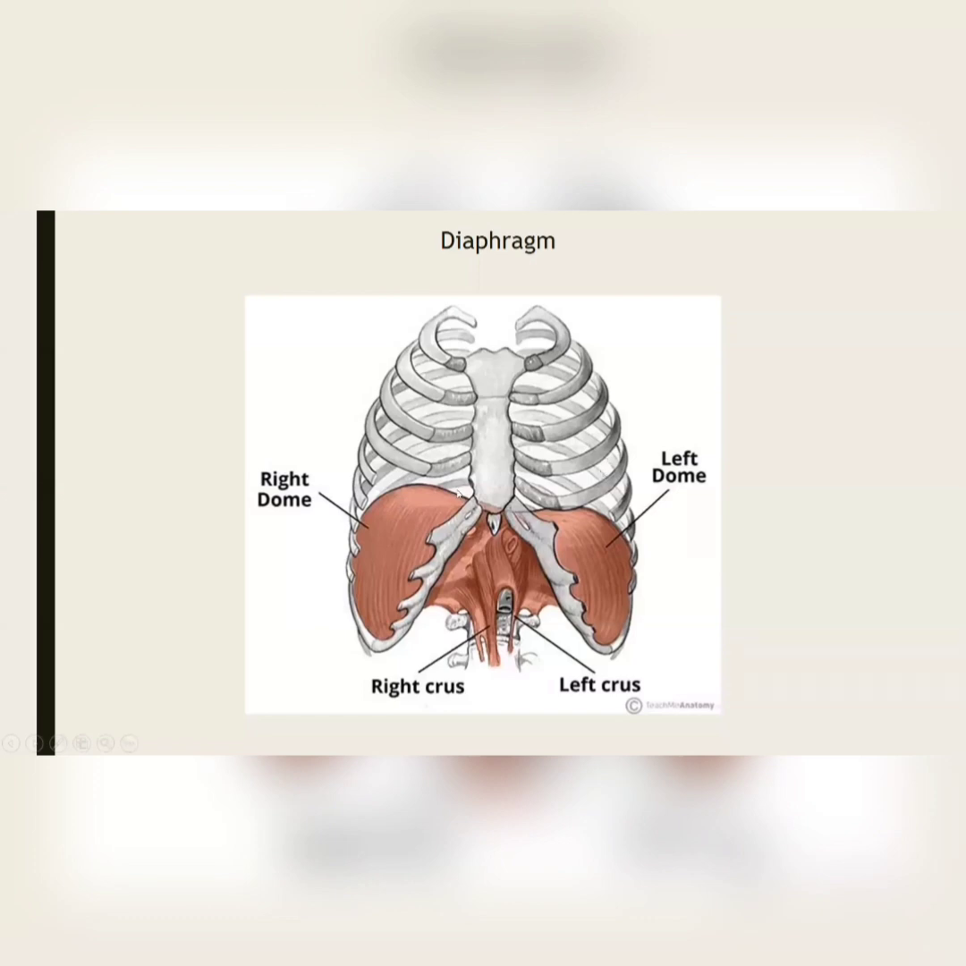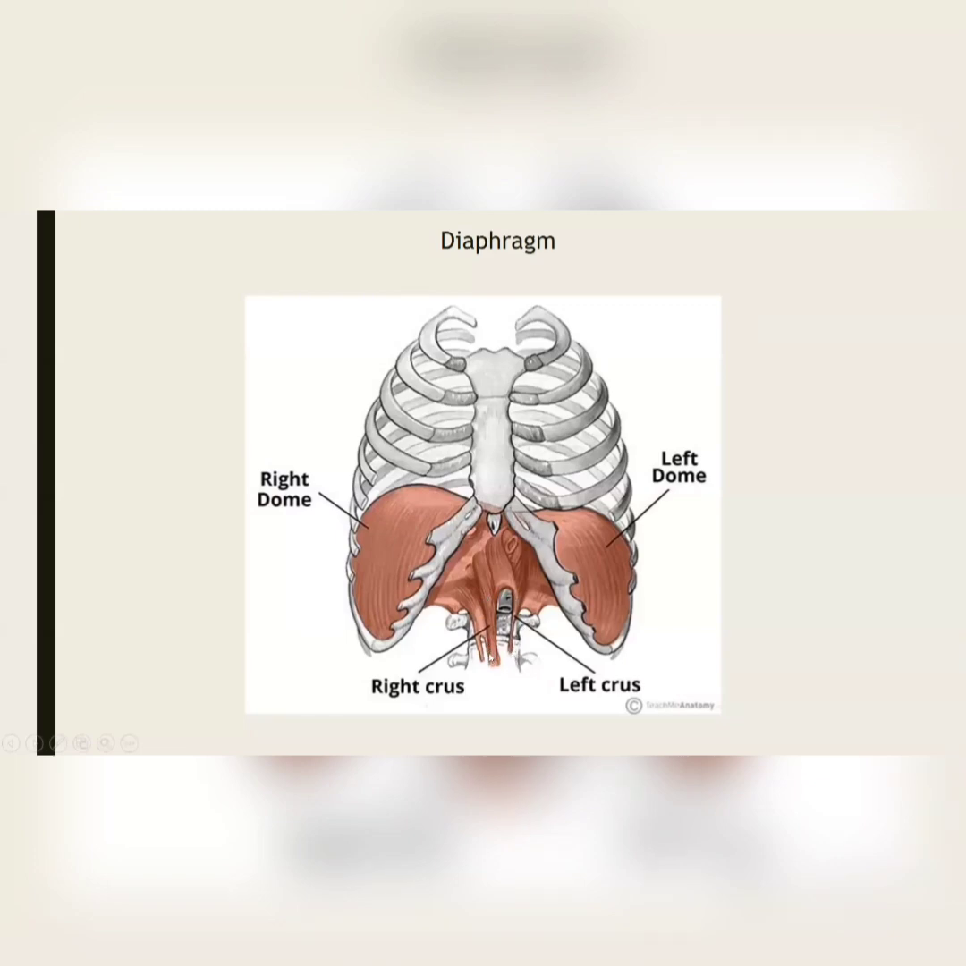So this is to show you the thoracic diaphragm. The diaphragm has two domes. It is a musculo-aponeurotic structure. This is the inferior surface of the diaphragm. If you look closely, there are two extensions of the diaphragm. This is the attachment of the diaphragm on the vertebral bodies.